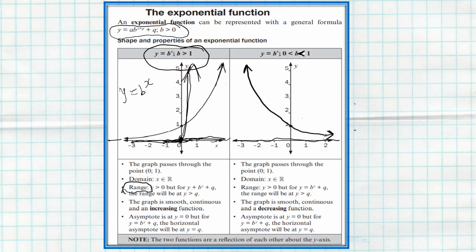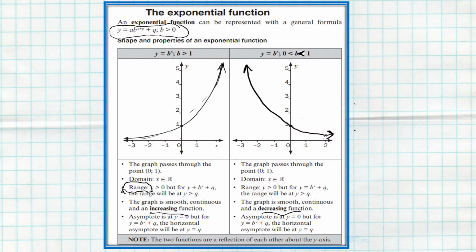Okay, we also talked about increasing and decreasing functions, and also the asymptote y equals 0, the horizontal asymptote. You can see that the two functions are the reflection of each other about the y-axis, right? If you reflect this graph about the y-axis, you definitely get this other graph.